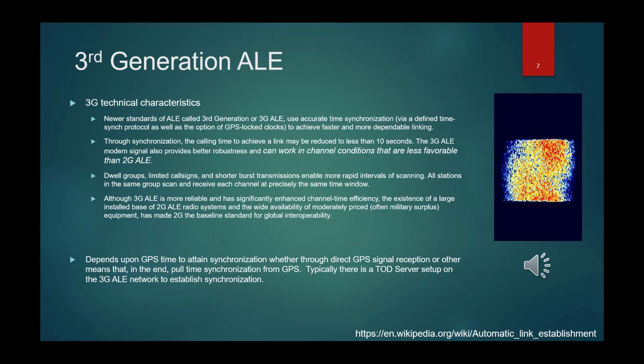We also have additional language within 3G ALE and definitions. We have dwell groups, we have limited call signs, we have shorter burst transmissions, and that allows for more rapid intervals of scanning. You can typically add more stations to a 3G ALE net. They're not unlimited. Some people have been employing 3G ALE nets that have only up to 50 IDs, users, and with 2G ALE maybe just 30. Or it could be a limitation of just how that radio is allowing you to input that information.